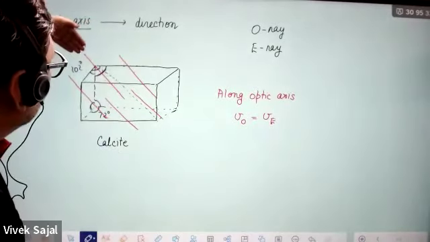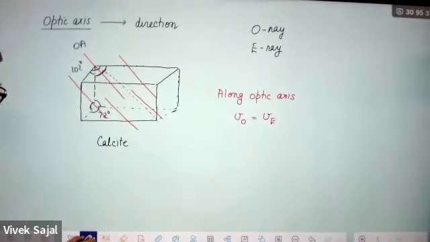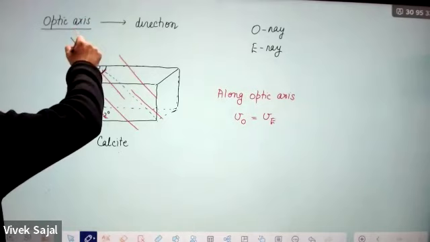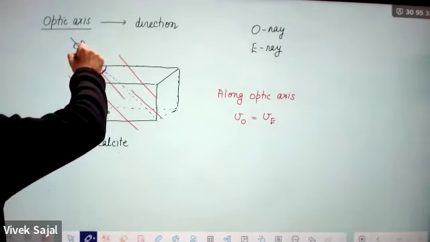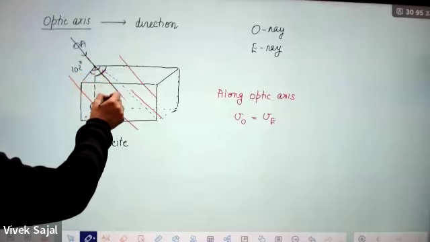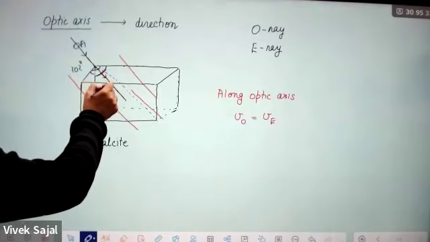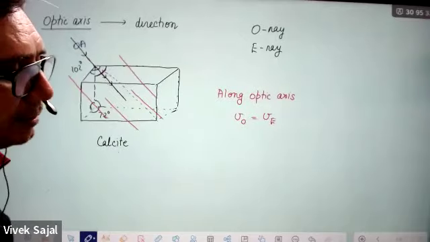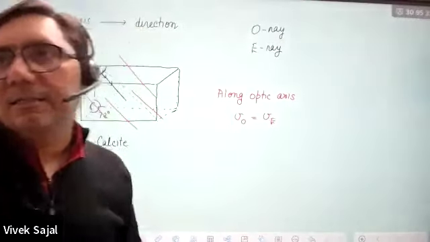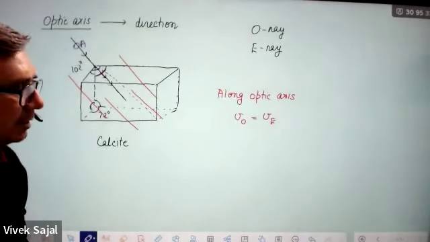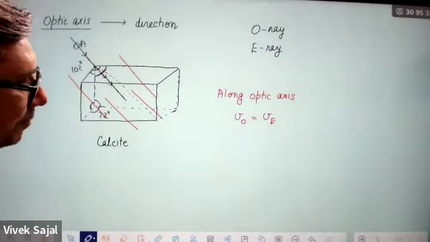Suppose light is incident along the optic axis. If light is incident like this, then the O ray and E ray will travel like this. Along the optic axis, they travel with the same speed. So the optic axis is the direction in which the O ray and E ray travel with the same speed. You can look into the diagram for the exact structure.